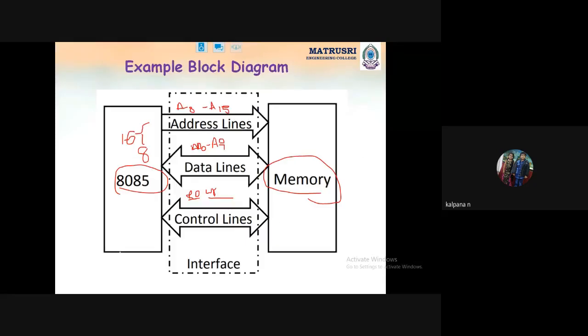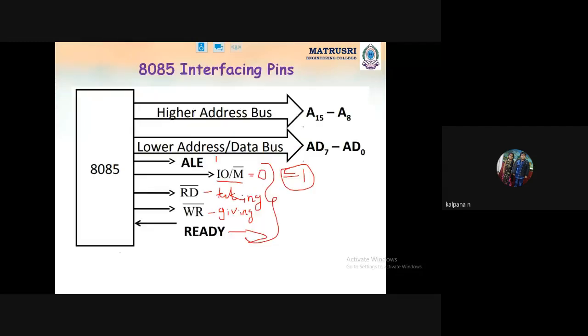Okay. This is the basic diagram of interfacing any device to the 8085. Here I have taken memory as an example, so I am interfacing memory to the 8085. Now, which pins do I need to interface whenever we want to interface any device to the 8085? These are the pins.